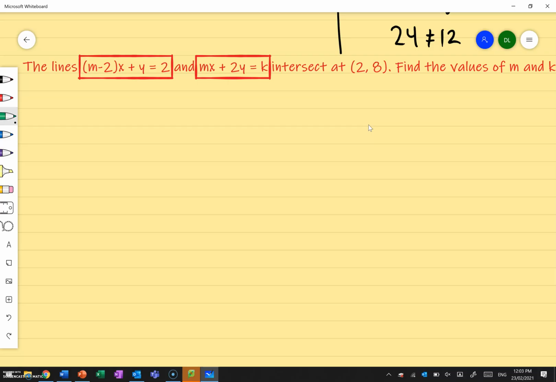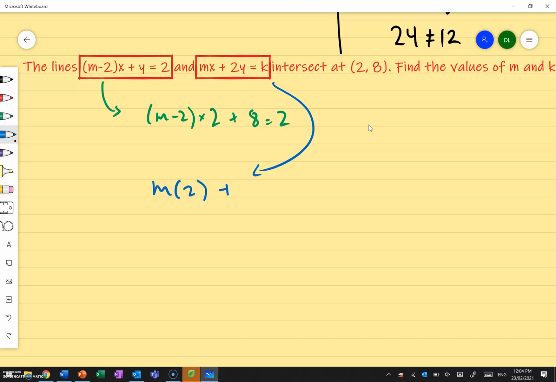So I'm going to write this one over here in green. I'm going to write bracket m take away 2. Instead of writing x, I write times 2. Plus y is 8 equals 2. And then this one over here, I'm going to write as m2 plus 2 times 8 equals k.